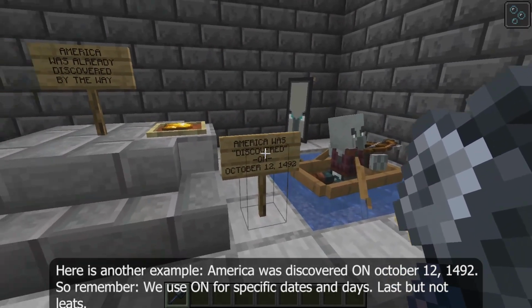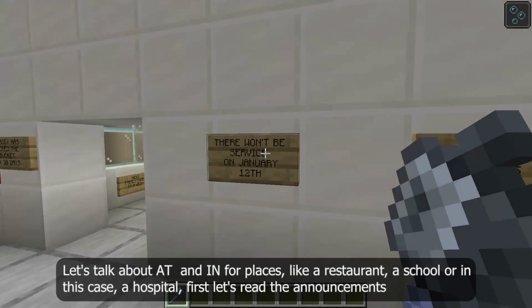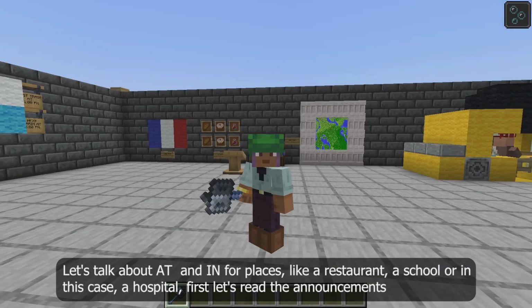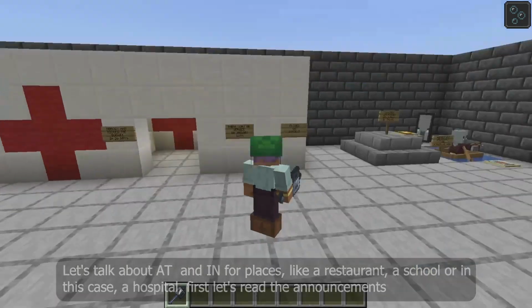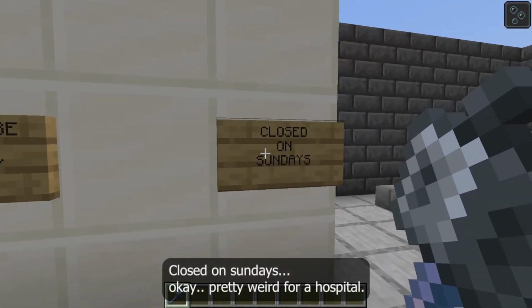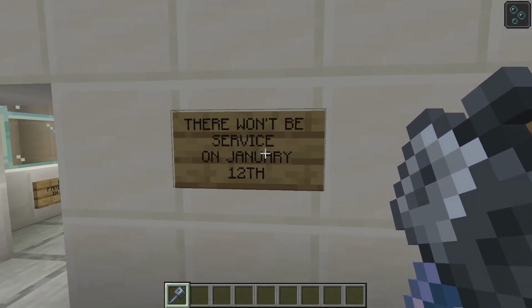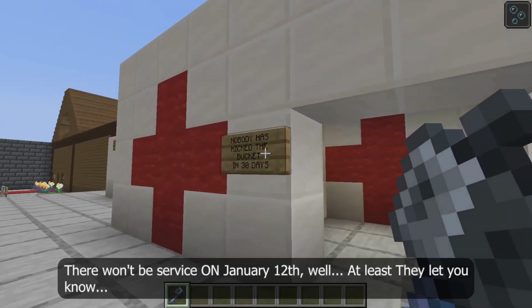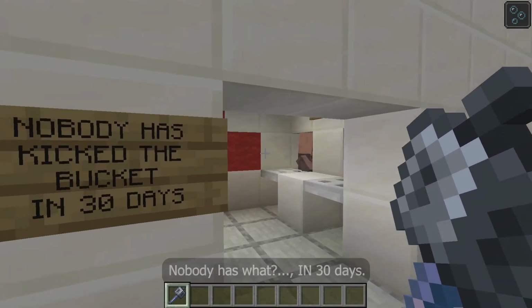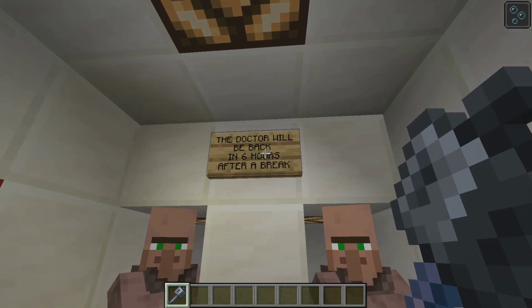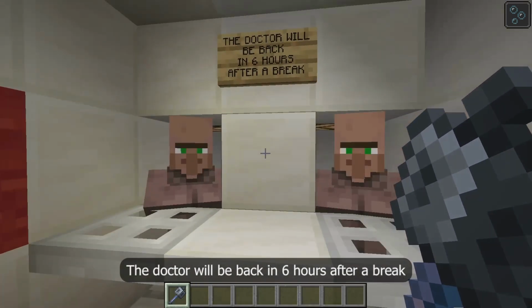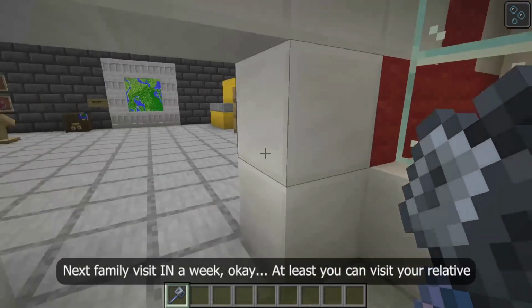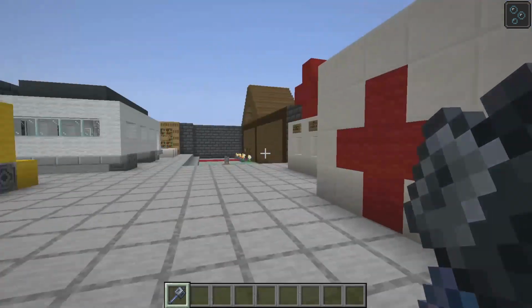Last but not least, let's talk about at and in for places. Like a restaurant, a school, or in this case, a hospital. First, let's read the announcements. Closed on Sundays. Okay, pretty weird for a hospital. There won't be service on January 12th. Well, at least they let you know. Nobody has what? In 30 days? The doctor will be back in 6 hours after a break? Next family visit in a week. Okay, at least you can visit your relative.